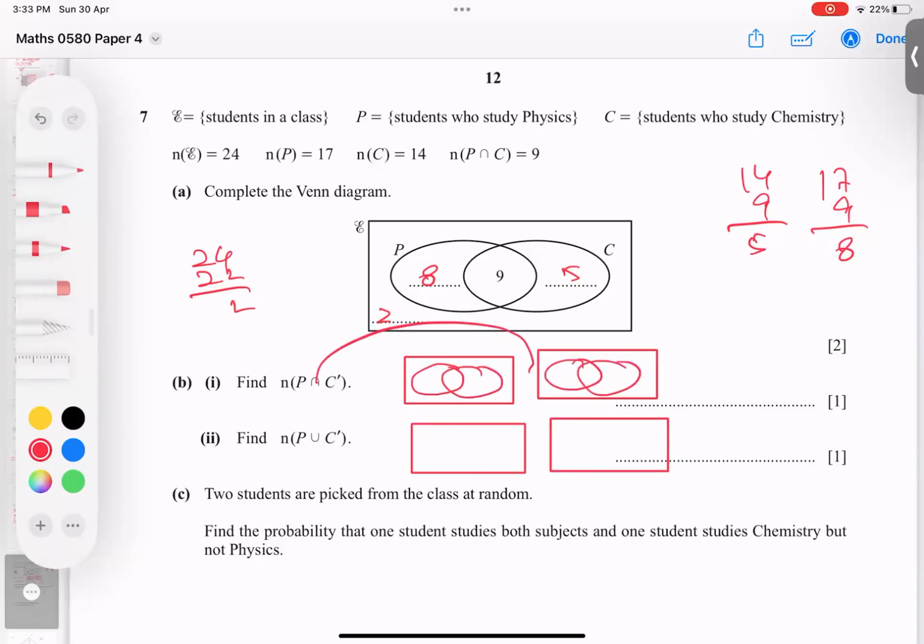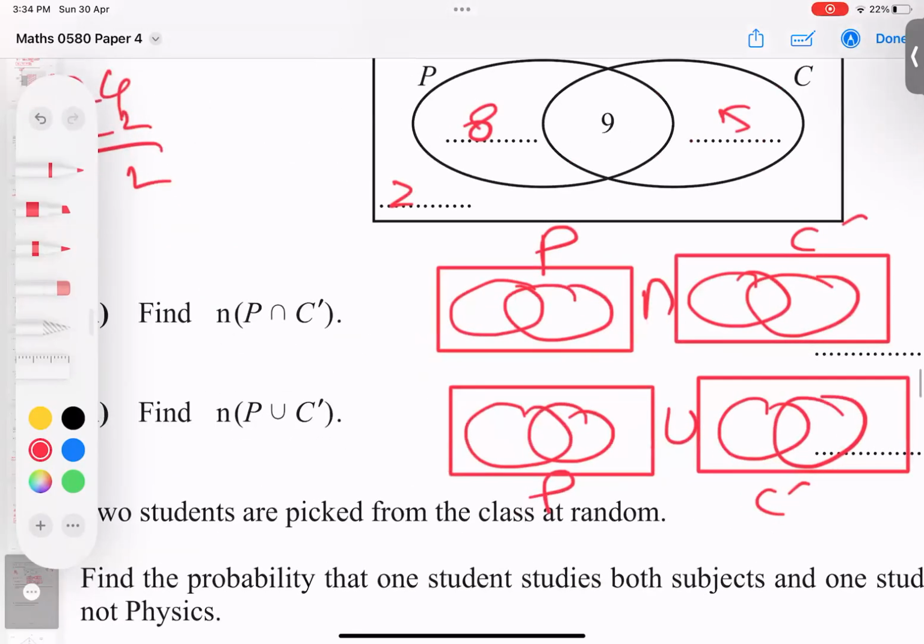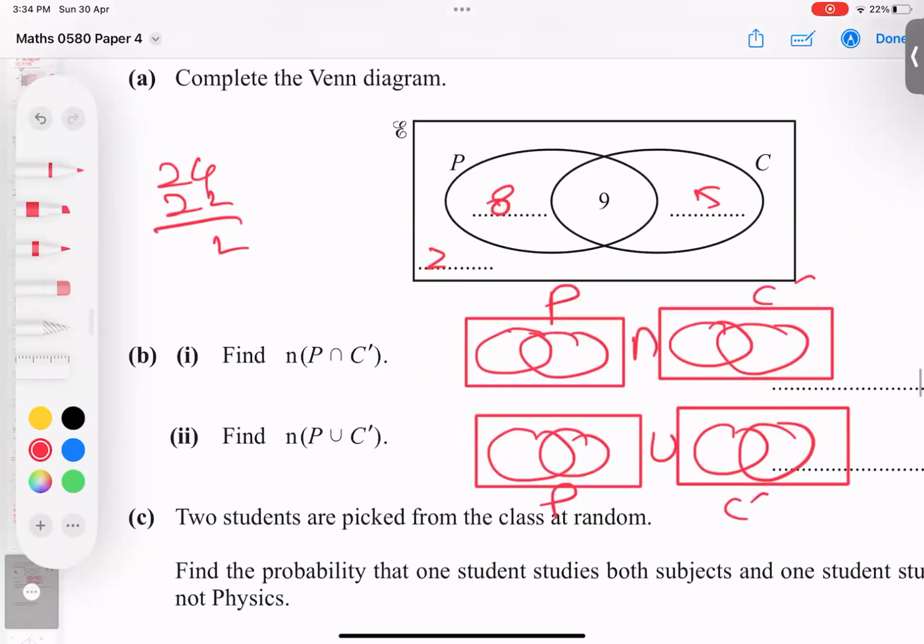This is coming in the middle. This is coming in the middle. This coming here. And this coming here. This coming here. And this coming here. What does the P mean? Circle of P, shaded. Circle of P, shaded. What is C complement? C complement means except circle of C, shade everything.